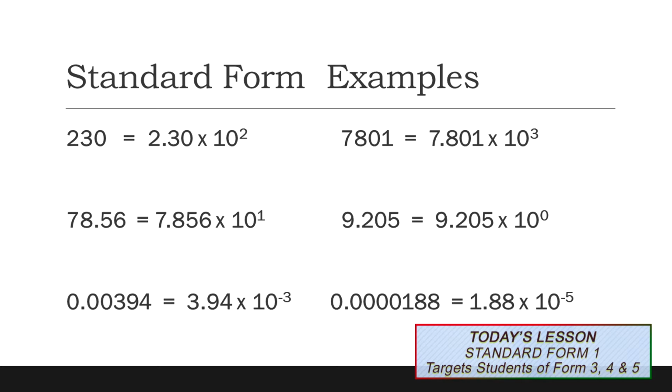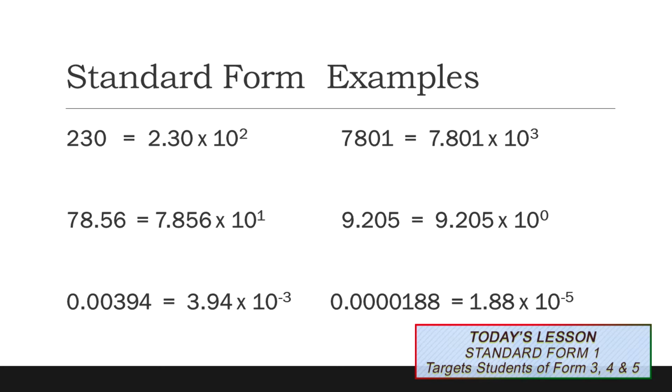78.56, the point was moved back 1 place to the left, so the power of 10 would have a 1 by it. 9.205, notice that the point didn't move at all in that one, so the correct answer is 9.205 multiplied by 10 to the power of 0, which represents a movement of no places, or of 0 places. Let's look at the last 2 examples.